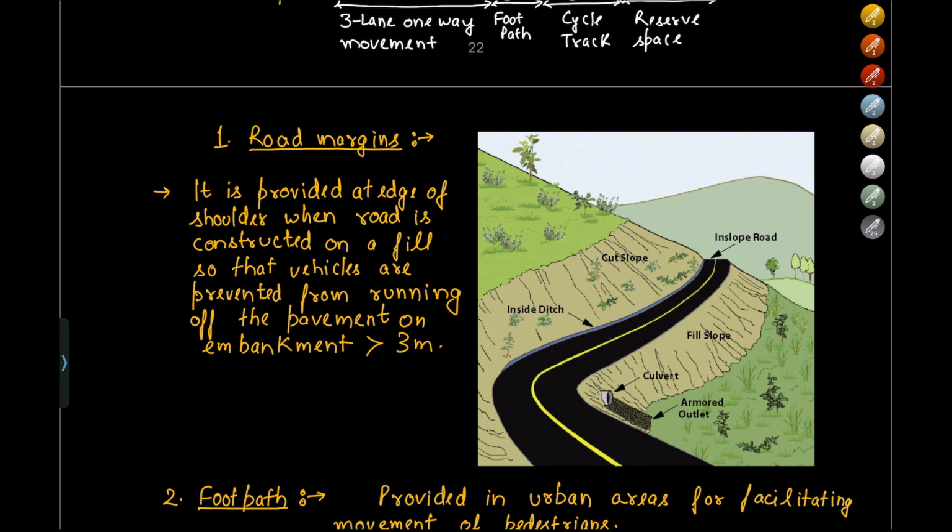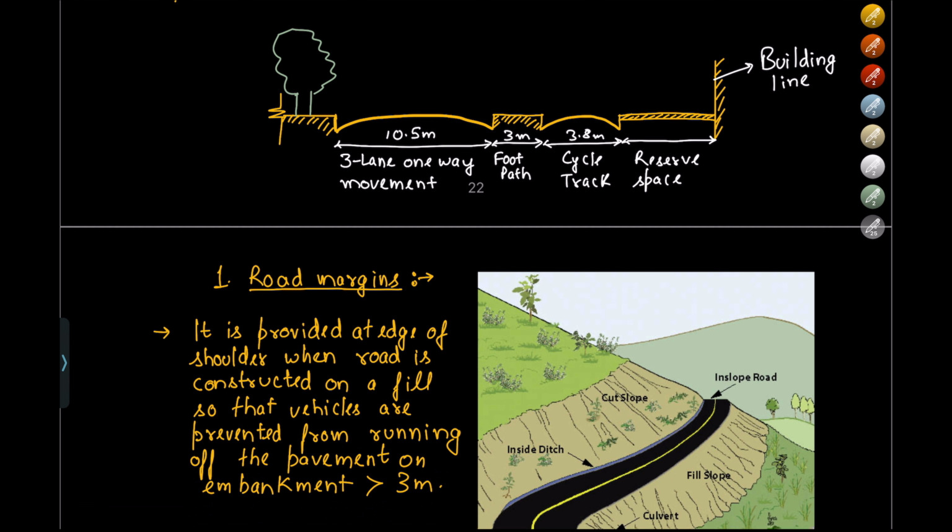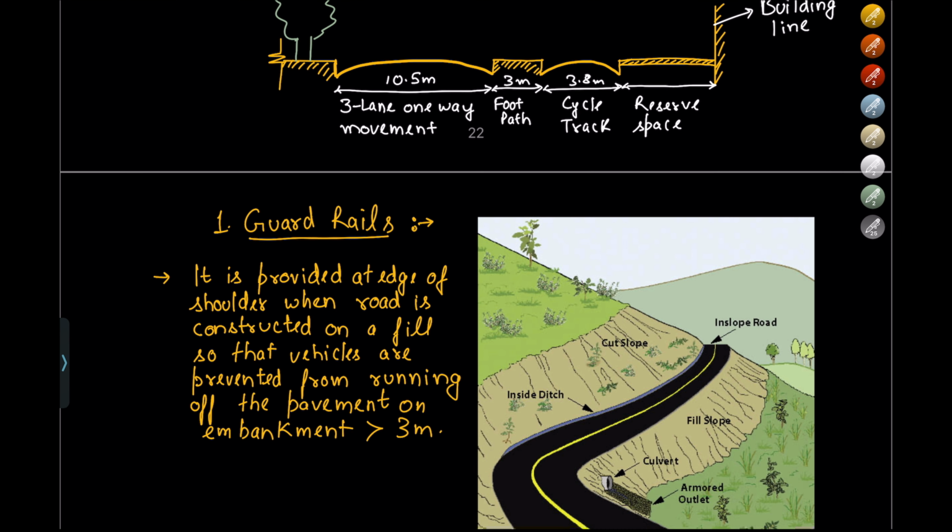Next, road margins. It is provided, this is not road margins, it would be guardrails. Let me correct it for you. Guardrails are provided at the edge of the shoulder when the road is constructed on a fill, so that the vehicles are prevented from running off the pavement on embankment that is greater than 3 meters.